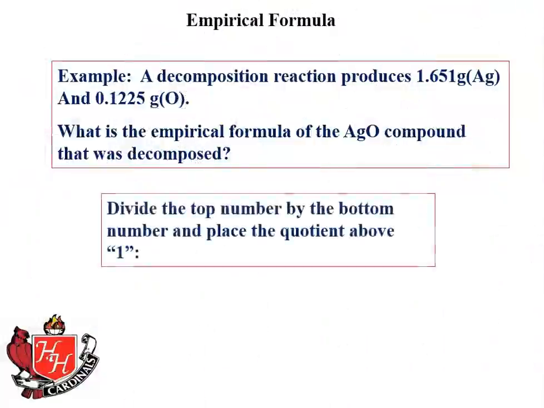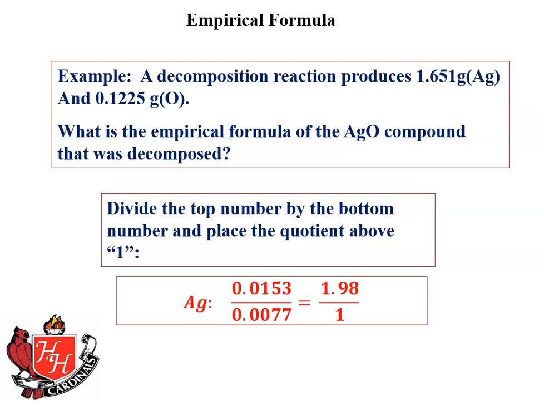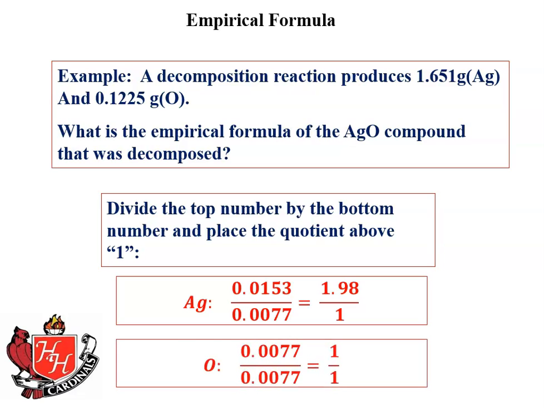All right. So, place the 1 at the bottom. You have 1.98 over 1. That's what that ratio is. Now, 1.98 is close enough to 2 to call it 2. And for oxygen, you have 1 over 1.